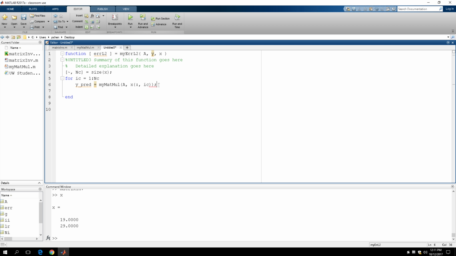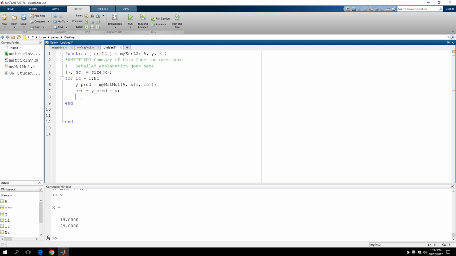So that's going to give us a Y pred, right? That's the Y pred, and then we can compute the error, right? Error equals Y pred subtract Y, the actual Y, right? And then we need to get the length of the error vector, get the length of the error vector.